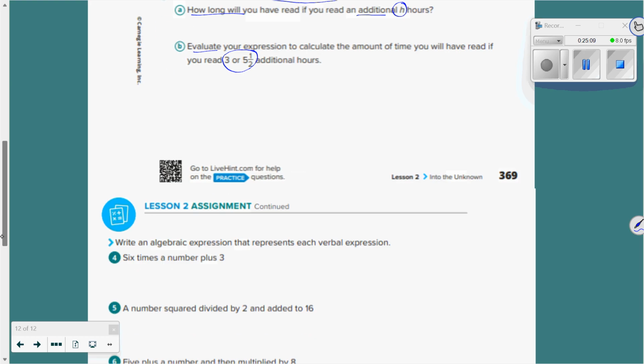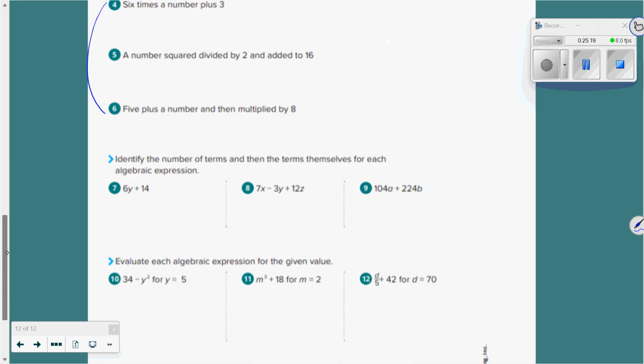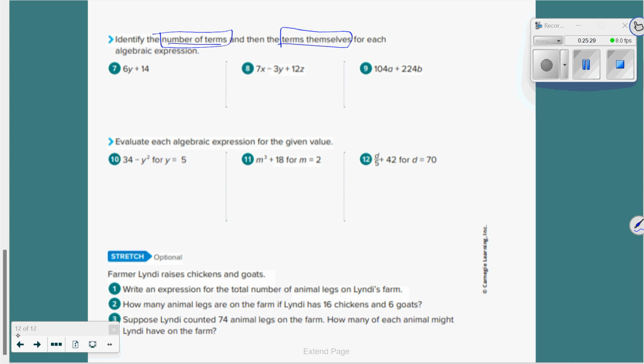On your back page, this one is just like we did. You're changing these to math. So write these as math. Then identify the number of terms and then the terms themselves. There are two parts to this. Most students missed this last year. You're going to need to listen to the video because we haven't told you what terms are yet.